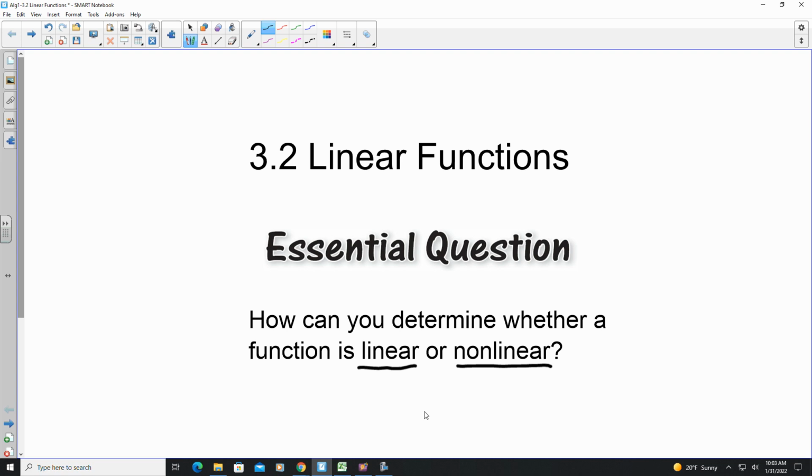If you look in the word linear, you see the word line. So essentially, anytime we are dealing with a linear function, when we illustrate that in a graph or on a coordinate plane, a linear function will represent itself as a line.